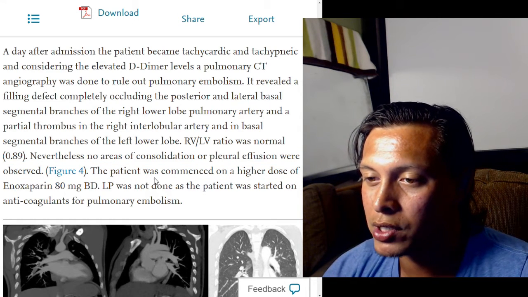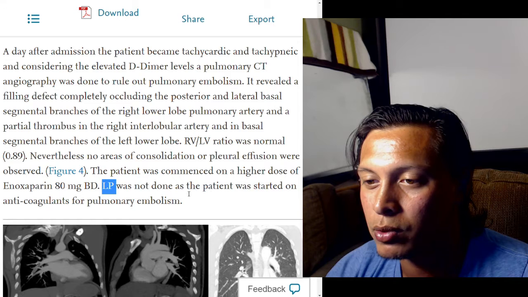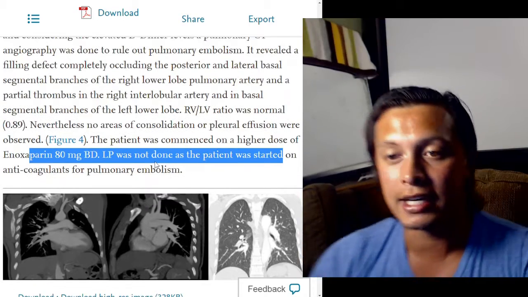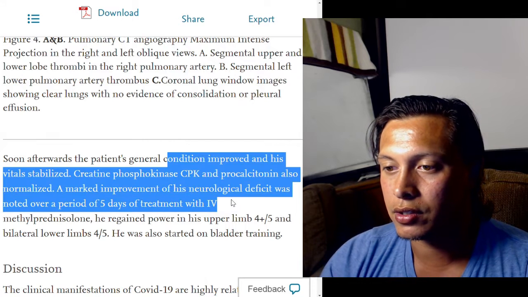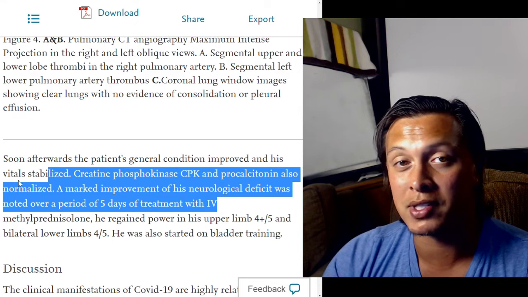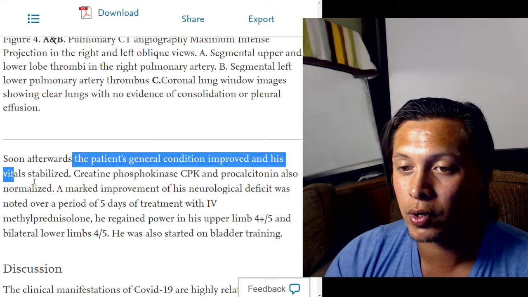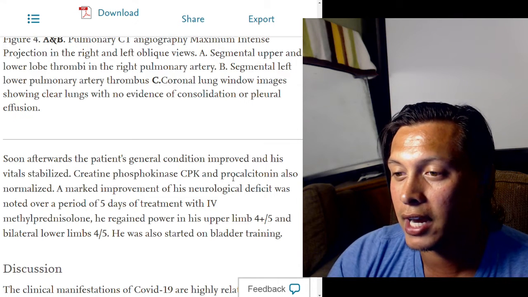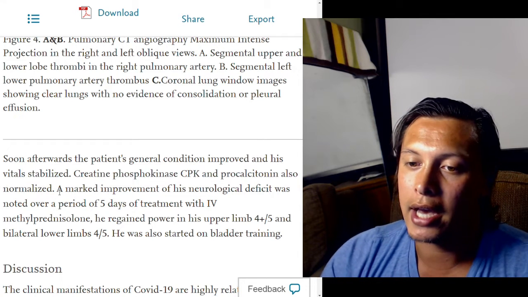Anyways, the patient was commenced on a higher dose of enoxaparin. LP was not done as the patient was started on anticoagulants for pulmonary embolism. So he did, in fact, have pulmonary embolism, which is very unfortunate. But we are now learning more and more about this virus, and it seems that specific blood clotting agents or blood anticoagulant agents are effective. So soon afterwards, the patient's general condition improved and his vitals stabilized. Creatine phosphokinase, CPK, and procalcitonin also normalized, so this is good, which means there was less damage of the muscle tissue. And so he healed from that.